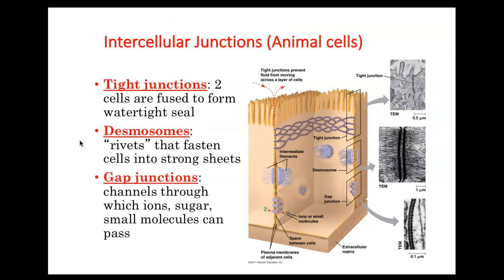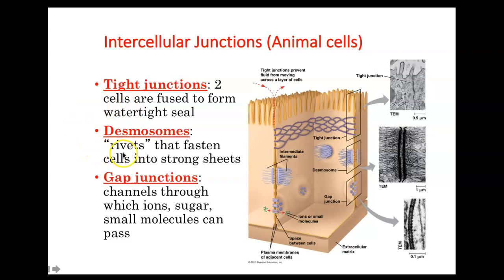I've actually never seen any of these words on the AP exam, but just for completion's sake, I did put them on here. These are just ways that two animal cells can be joined together. So they can be joined in a tight junction, which is like a watertight seal, like your skin.